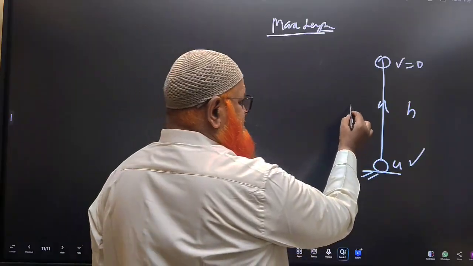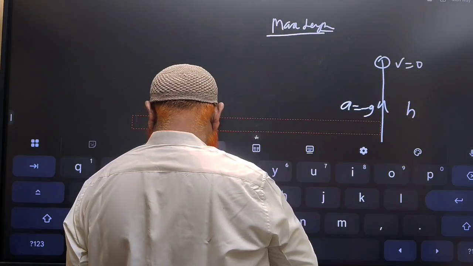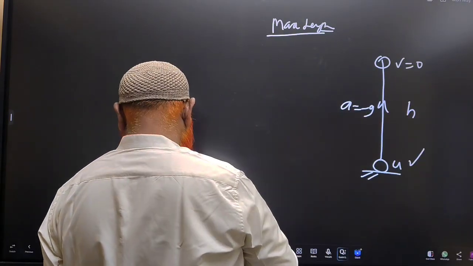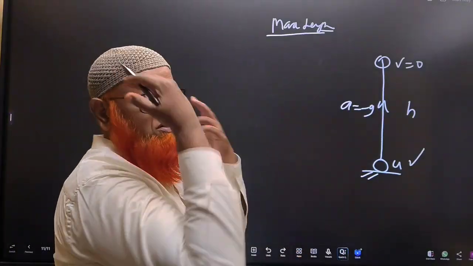Understood? So what else do you know? A is equal to minus g. Okay, so in the motion situation, what is not discussed?